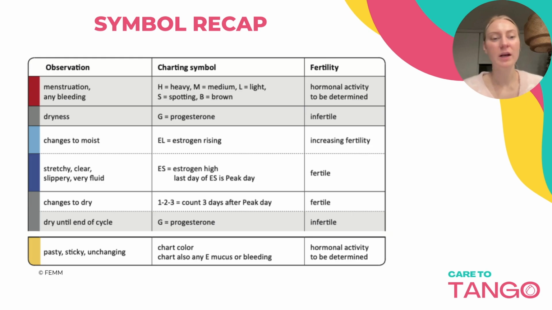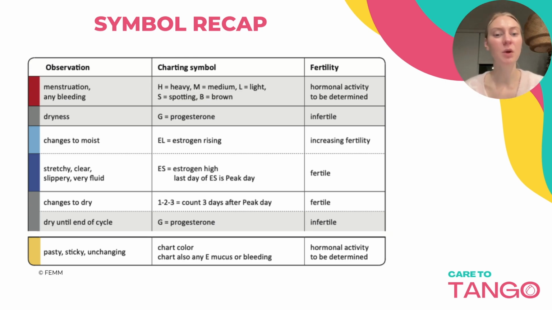So let's do a quick symbol recap. Remember, our menstruation is charted in red, and we have our charting symbols: H for heavy, M for medium, L for light, S for spotting, and B for brown. And then we have our dry days charted in gray. The symbol is G, and we can see that after your period, and then we can also see that after ovulation. And when you see those dry days, it means you are infertile.